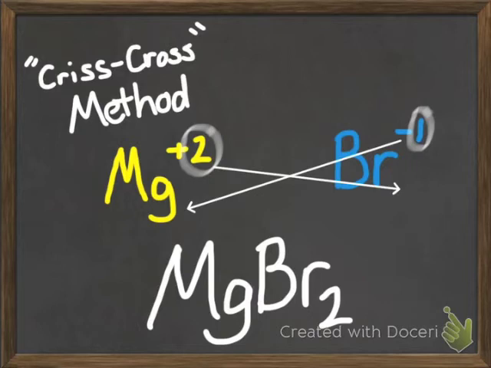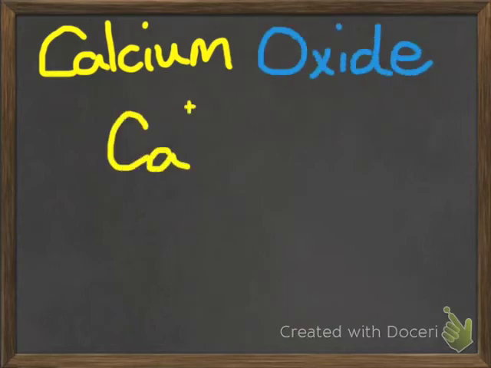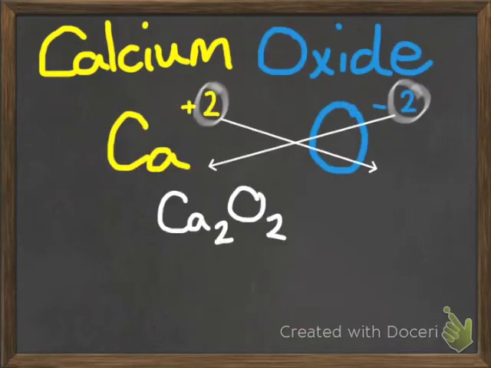So let's look at one more. Here we have calcium oxide. So calcium is a +2 cation, and oxygen, or oxide, is a -2 anion. So we do the crisscross method, like we just explained, and that gives us Ca2O2. But something that we have to remember is that we have to reduce those subscripts. So the 2 beside the calcium and the 2 beside the oxygen, we have to reduce those.